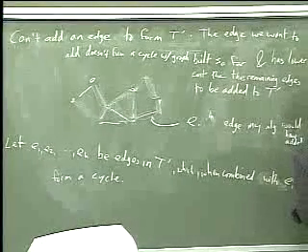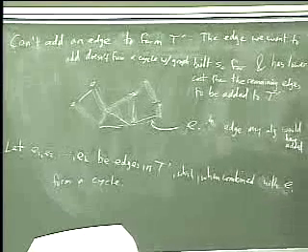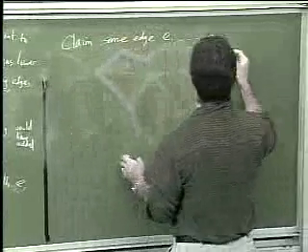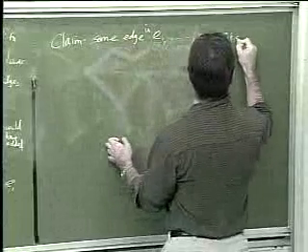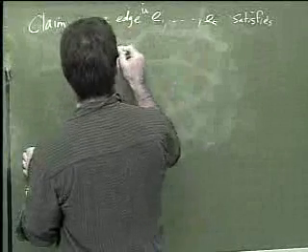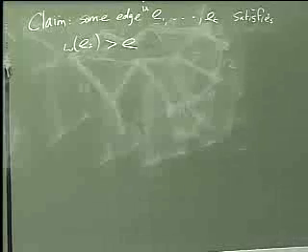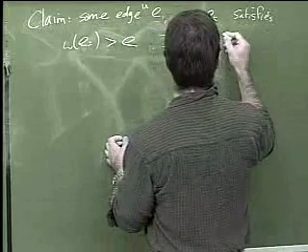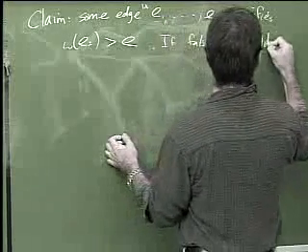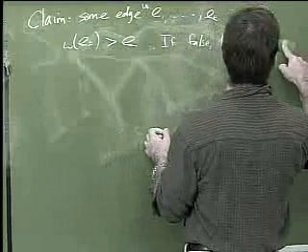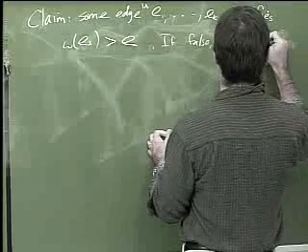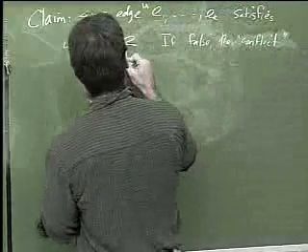Then the claim is that some edge E1 through EK in the set satisfies weight of E sub I greater than weight of E. Okay, if false, the conflict would have occurred sooner.